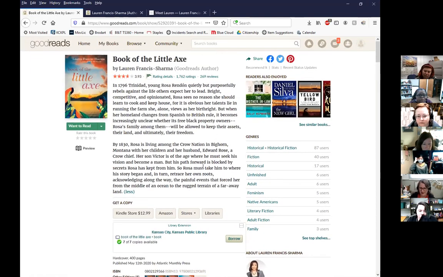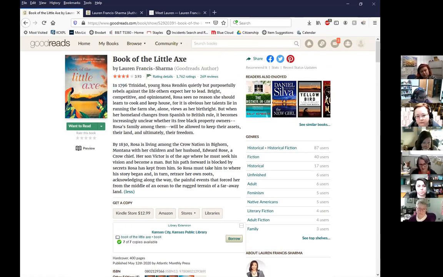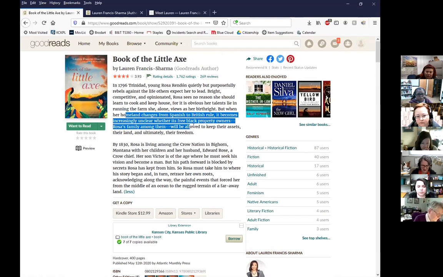Then I would go back in for my characters and I would read this one. It tells me all about the book, and that there is a young lady named Rosa. She's in Trinidad at a time when the homeland is changing from Spanish to British rule, and Rosa's family comes from a family of free Black property owners. So, with that information, I was able to decide that Rosa was an adult. She was Black or African American, so I was able to assign her that.